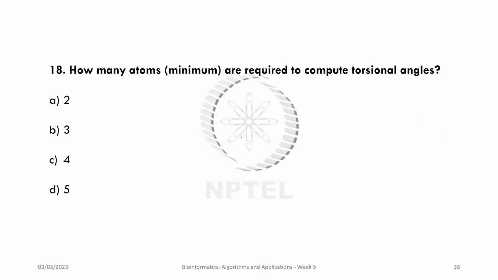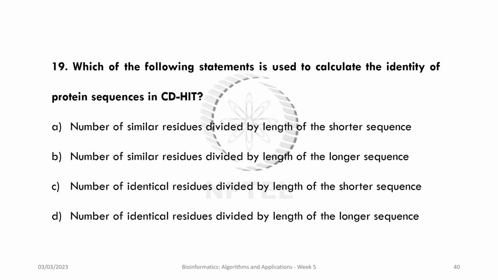How many atoms at the minimum are required to compute torsional angles? Option A 2, B 3, C 4, and D 5. Thank you, Madhu. Thank you, Akriti, Nagamani, Mamta, Fiza, Savinder, and Pradeep. So you need at least 4 to compute torsional angles.